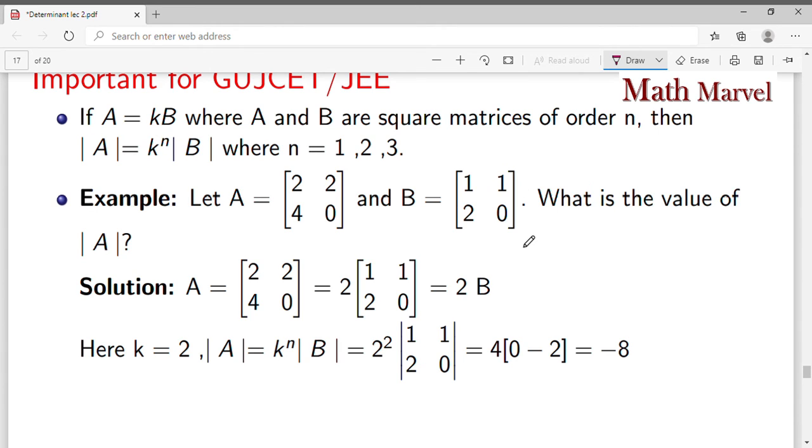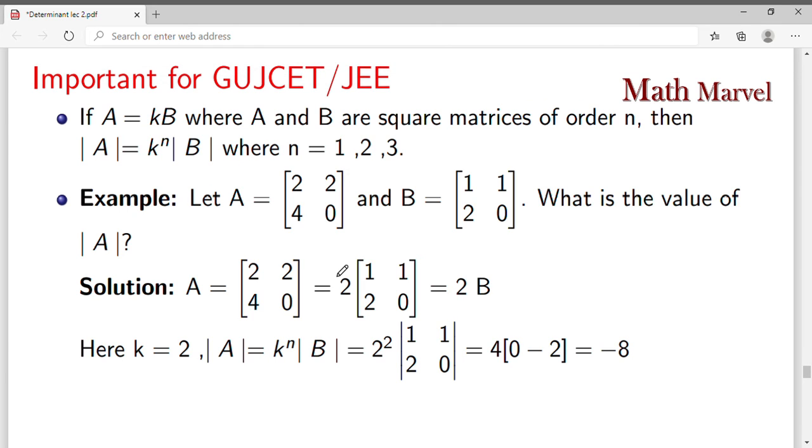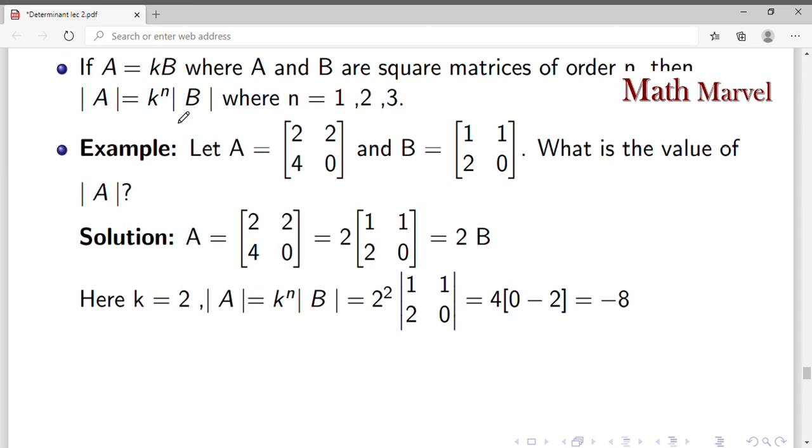Now using this property, we will solve a few examples. First, let A equal 2, 2, 4, 0 and B equal 1, 1, 2, 0. What is the value of the determinant of A? This question is a solved question from the NCERT book. Here we have to check this property first. Two matrices are given, and from this we have to find the determinant of A. Now try to satisfy the property A equal to KB.